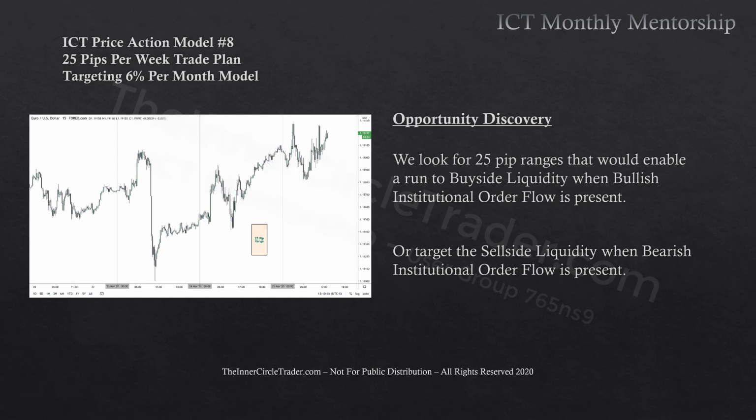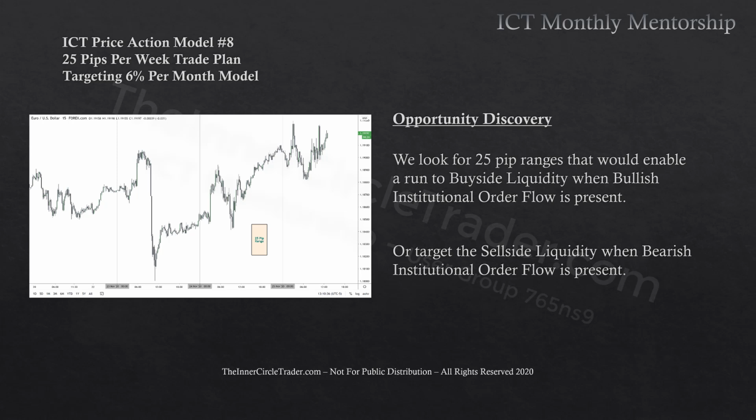Now the little box represents the 25 pip range, that's actually 25 pips relative to the current scale of this chart. If you're looking at price action, and we're going to assume that we're bullish for Euro Dollar, which we have been for the last couple weeks at the time of this recording in November of 2020.